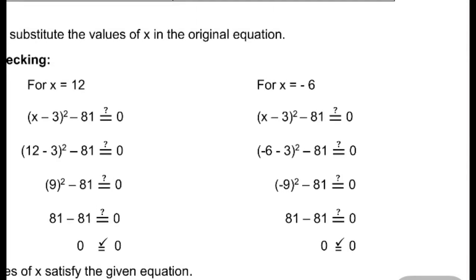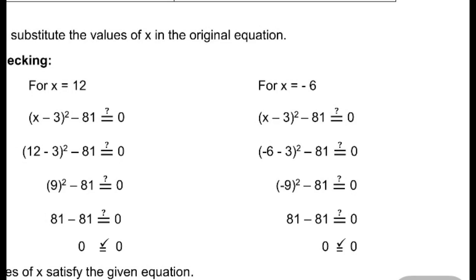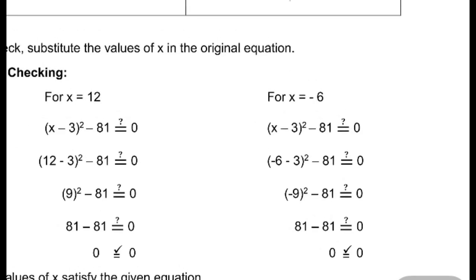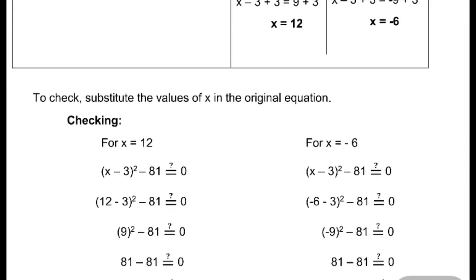Then for x equals negative 6, (negative 6 minus 3) squared minus 81, is it equal to 0? So negative 6 minus 3 is negative 9. Then negative 9 squared is 81. 81 minus 81 is equal to 0. So we have here two solutions, x equals 12 and x equals negative 6. So these two values of x satisfy the equation.